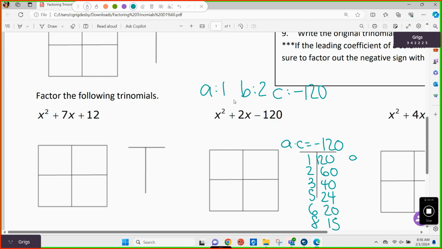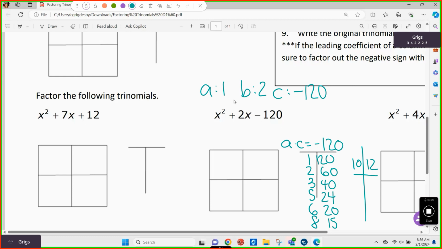It says 40 over 3. I don't think it is. No? Okay. So what about 10? 10 times 12. Yeah, 12. Boom. Alright, so I want to find a combination, and one of them is going to have to be negative.